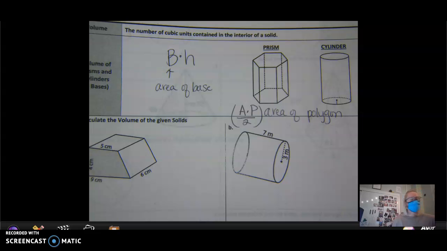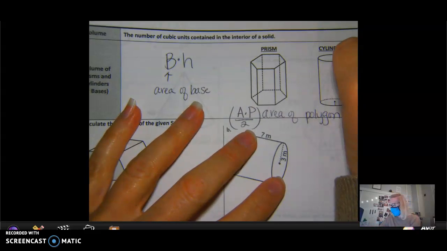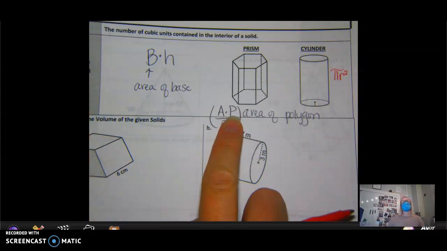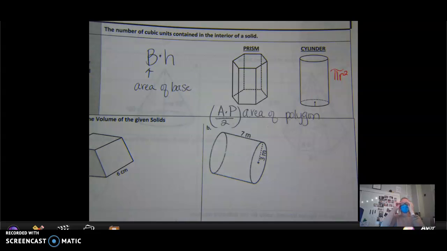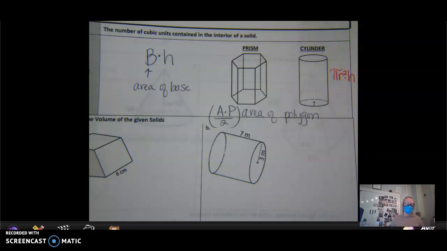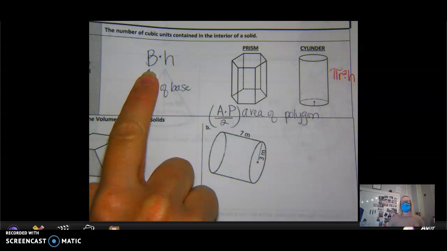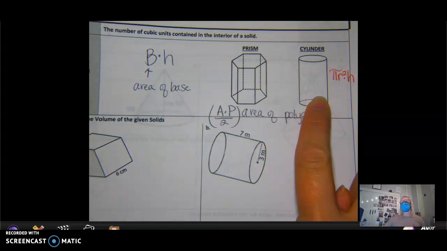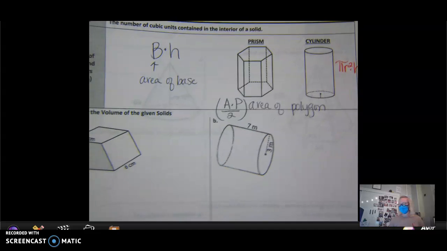Now a cylinder's a little different. Cylinder will be the same for every type of cylinder because the cylinder base doesn't change. What is the base of a cylinder? How do you find area of a circle? Pi r squared. And just like a prism, I would have to multiply that by what? Times height. And that one never changes, okay? It's essentially the same formula as this, right? Area of the base times the height. Well, this base happens to be pi r squared, and then you multiply it by its height.